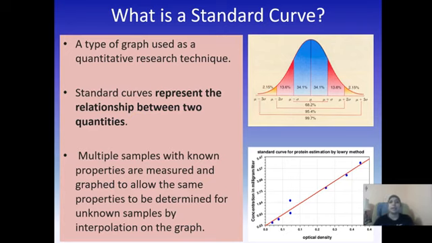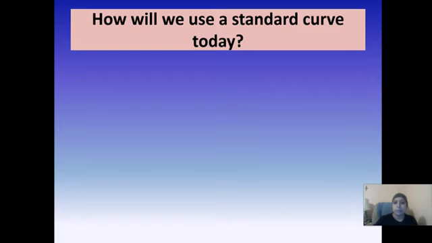So to create the standard curves, we use multiple samples where we know the amount of that substance that is present. We create that relationship by looking at the absorbance or the optical density, and we graph it. Using those samples interpolated on a graph, we can look for that relationship and see what it is, create an equation, and then use it to find our unknowns.